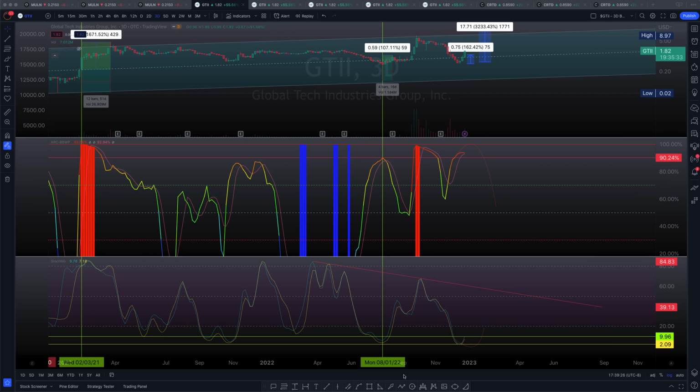GTii is still on that historical upside move that we've been eyeing for weeks now. All right, you guys, let's go ahead and find out exactly what can happen for the next trading session.